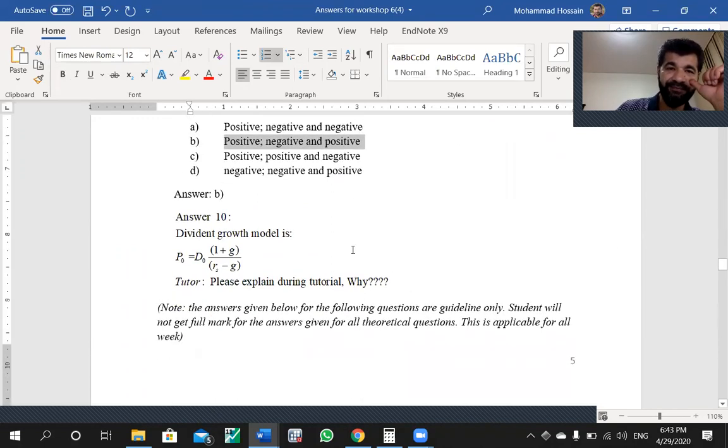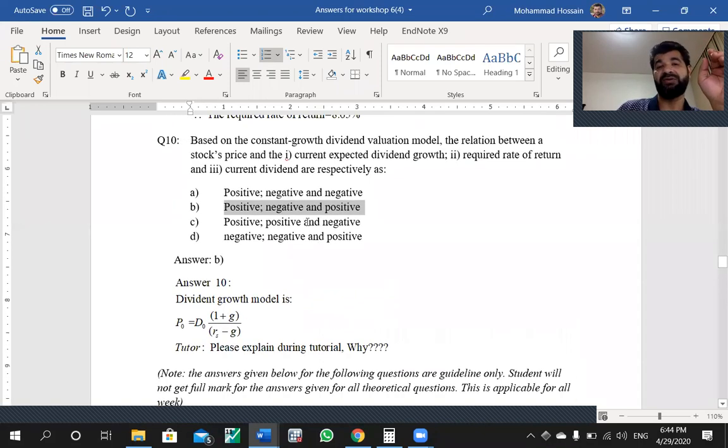Why is that? The answers given below for the following questions are guidelines only. Students will not get full marks for the answers given in theoretical questions, and this applies to all weeks. When you answer theoretical questions, you have to discuss in detail, not just give yes or no. You have to give a little explanation. Here we talk about the dividend growth model, where the dividend keeps growing, and G is the growth rate.